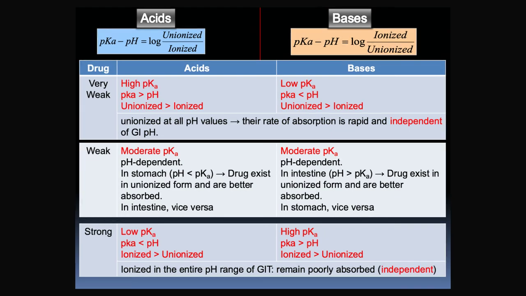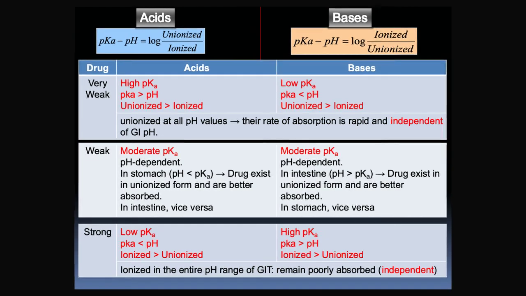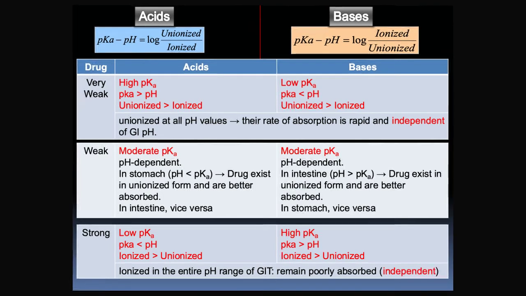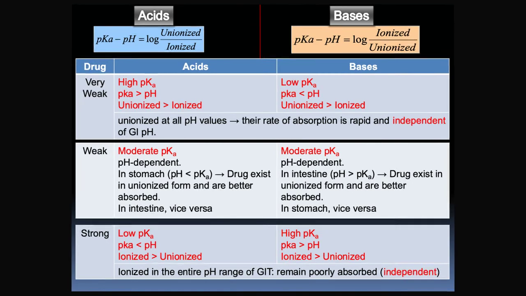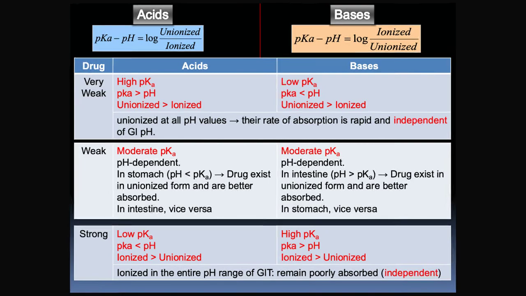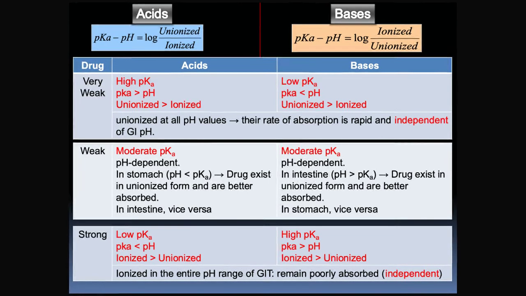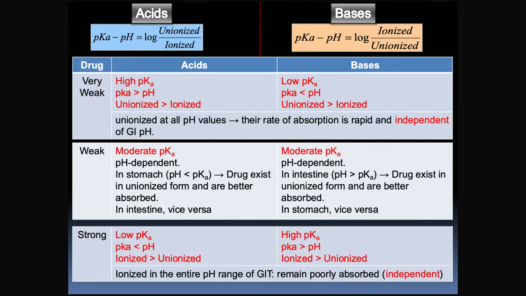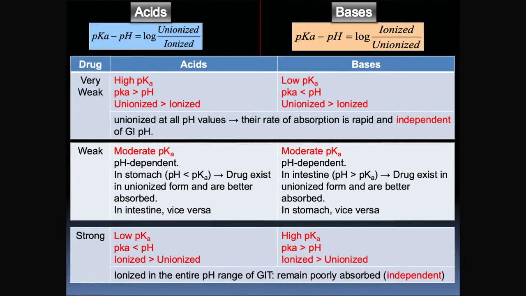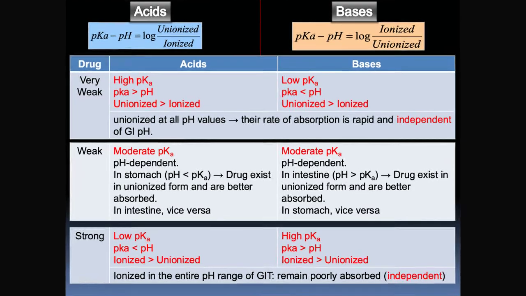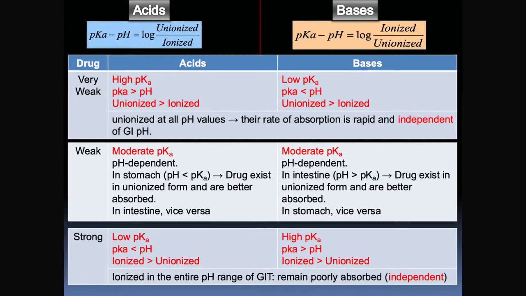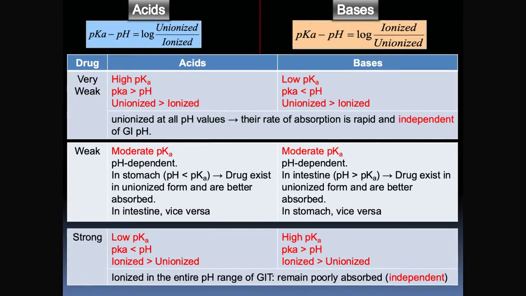This table integrates the Henderson-Hasselbalch equations to categorize drugs based on how their chemical strength dictates membrane permeability. For acids, you calculate the log of the ionized over the unionized concentration by subtracting pH from pKa, while for bases, this exact calculation yields the log of the ionized over the unionized concentration. Notice that very weak species, such as acids with high pKa or bases with low pKa, stay unionized regardless of the environment, making their rapid absorption entirely independent of gastrointestinal pH.